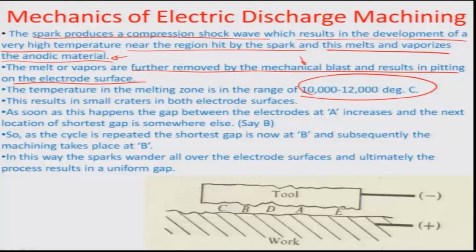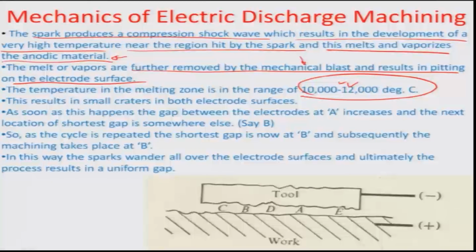The dielectric fluid or the dielectric oil has a flash point, but it is so momentary and so small that it is not able to generate ignition, and there is also a quick dissipation of the heat which is generated or accumulated. So this hot spot may not be enough to create a chain reaction and, in general, an ignition of the whole oil. So this results in small craters in both the electrode surfaces.